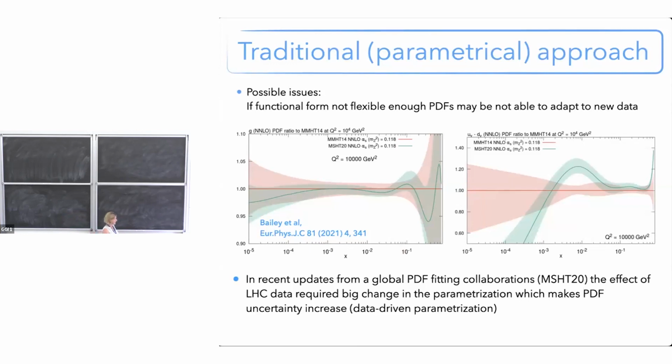Because, for example, this is MMHT, so that's the latest release. And you see, the gluon, they kept the same parameterization. But for example, they realized that they couldn't fit some of the new LHC data with the parameterization that they had for the u valence and d valence. It was too restrictive.